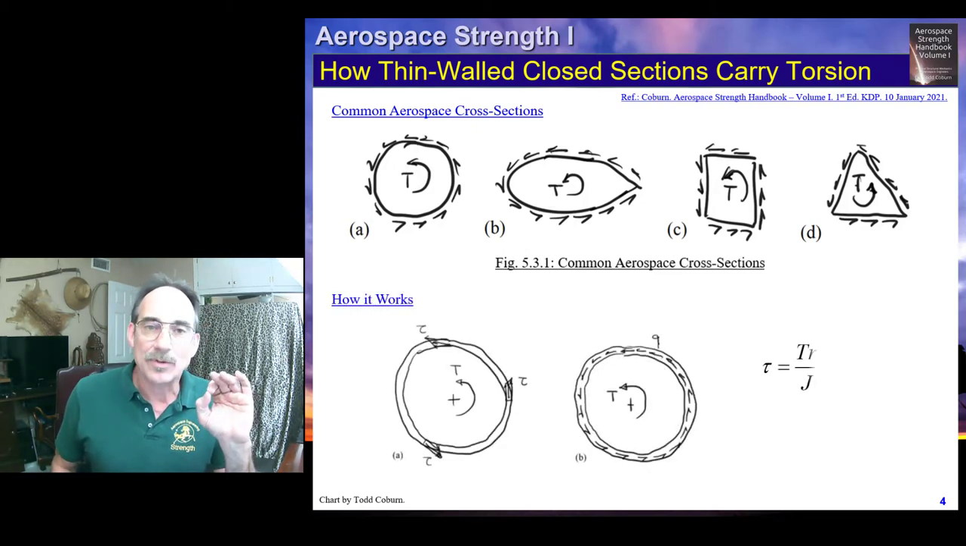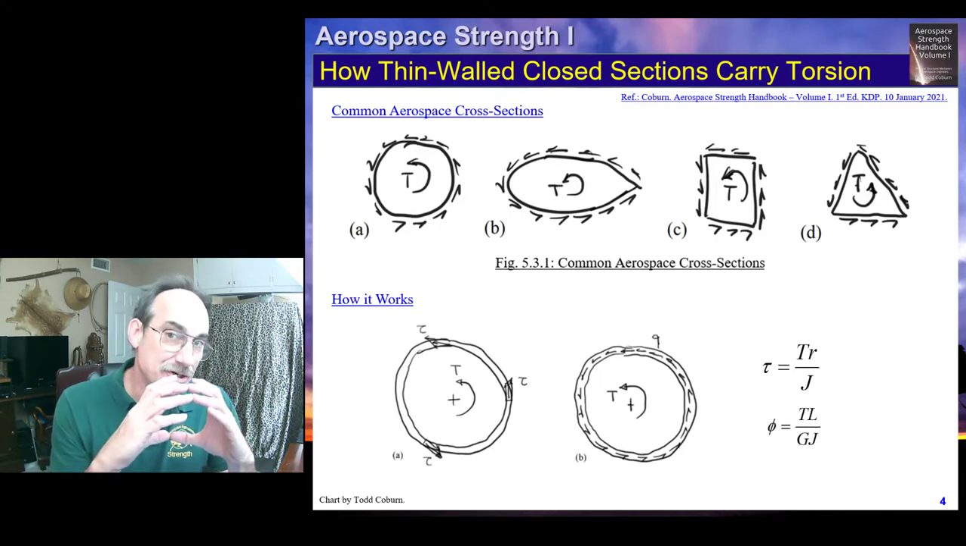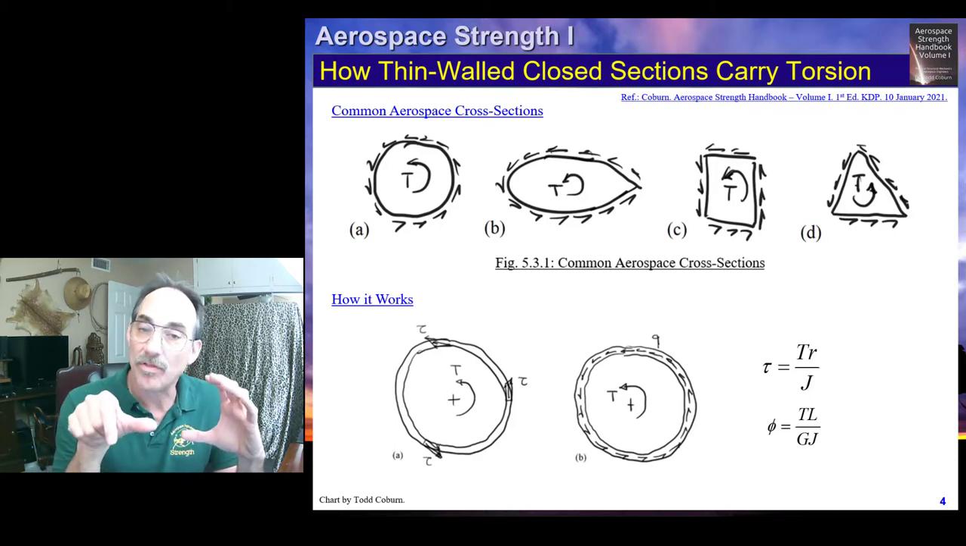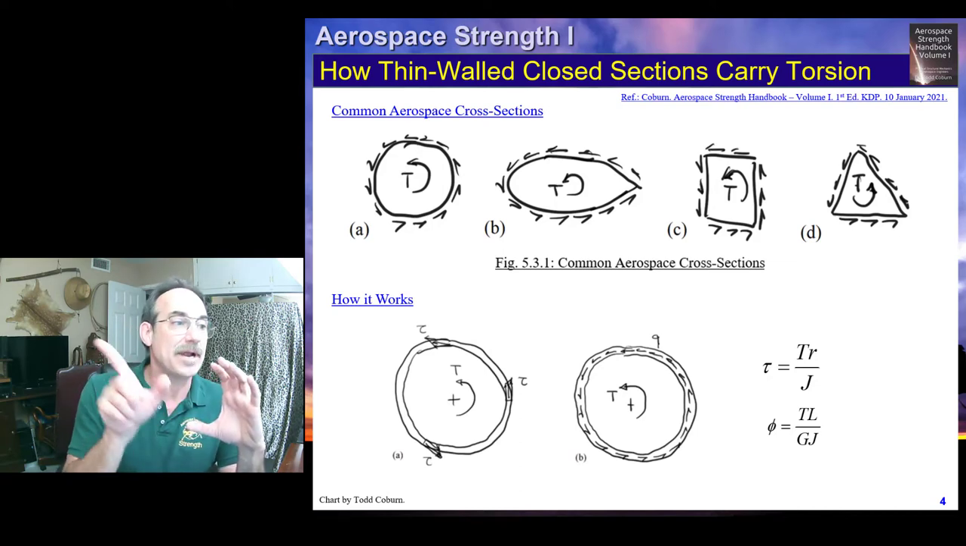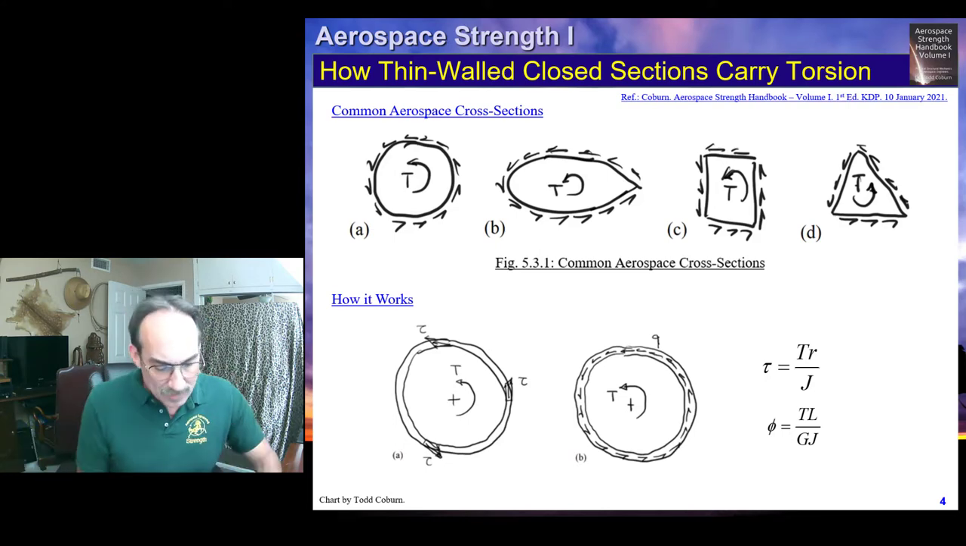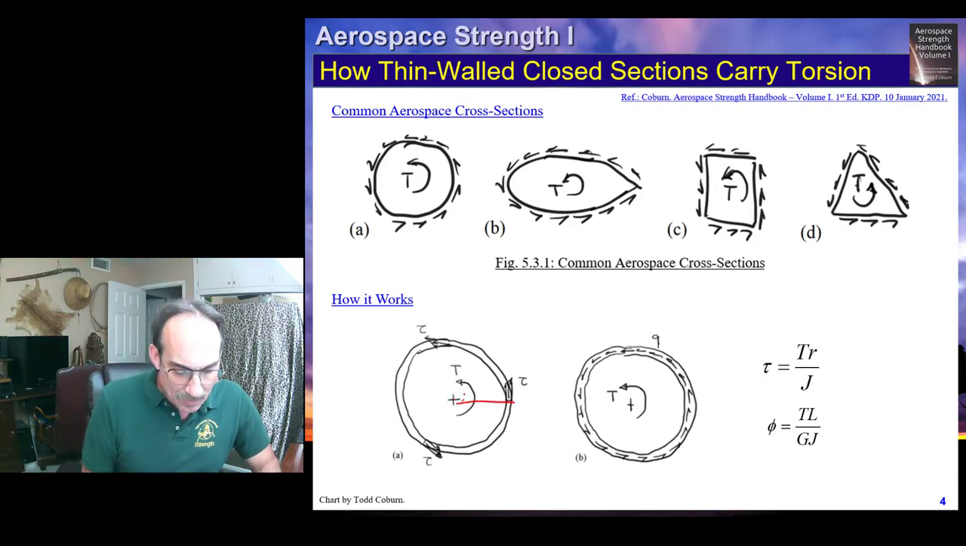Now, when we had that round section, we know that the shear stress is TR over J. It's a linear distribution. If it were solid, it would go from zero to the max. If it's got some wall thickness, then we're going to see that linear stress distribution, as if it was coming from the centroid out to the extreme fiber, but there's no material here. So all we see, I'll draw it a little bigger, is a max shear stress there, TR over J. This is R_O, and right here it's T R_I over J. So we see this linear distribution of stress.